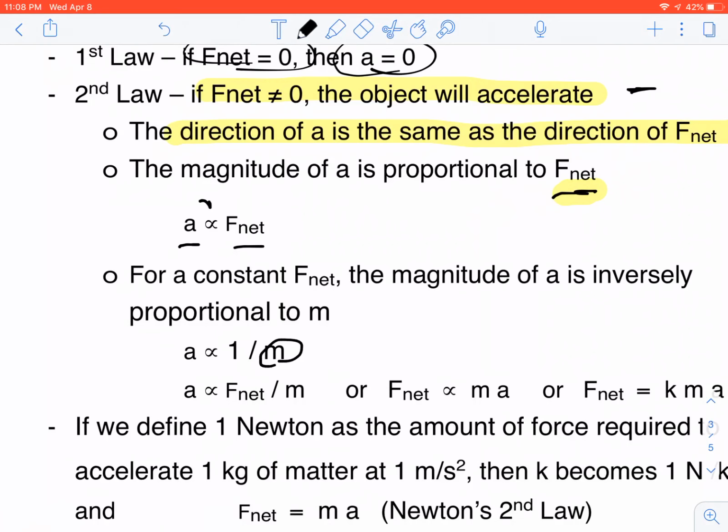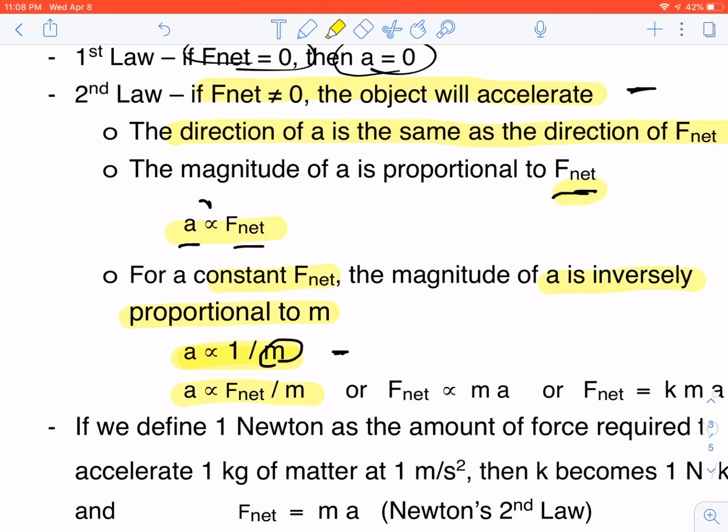As m goes up, acceleration is going to go down. It's an inverse relationship. So for constant F net, the magnitude of a is inversely proportional to m. A is related to 1 over m. And now, if I know that a is proportional to F net, and a is also proportional to 1 over m, then a must be proportional to F net over m.